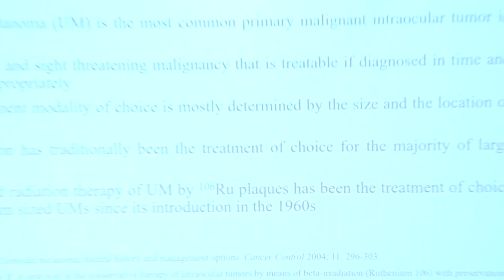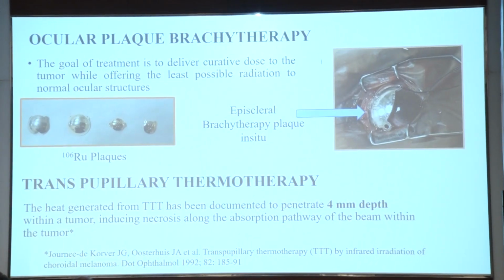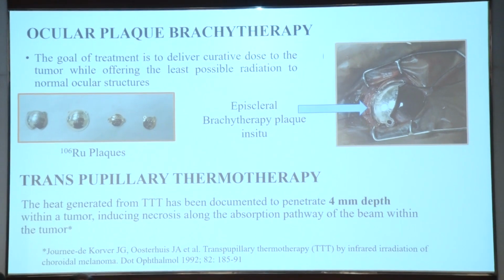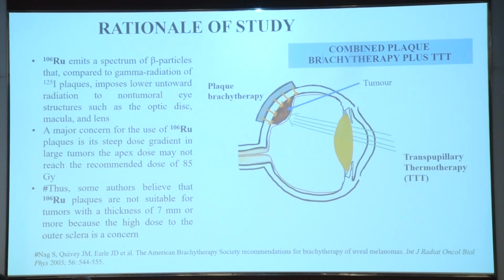Since the advent of brachytherapy, there has been a change in the line of treatment of melanomas depending upon the size. Brachytherapy mainly delivers a curative dose to the tumor while it protects the surrounding normal ocular structures. Whereas transpupillary thermotherapy, which can penetrate up to 4 mm depth, causes necrosis, thus destroying the tumor. The rationale of our study was that we treat the tumor from behind by placing an episcleral plaque, ruthenium-106, along with treating the tumor anteriorly by transpupillary thermotherapy.